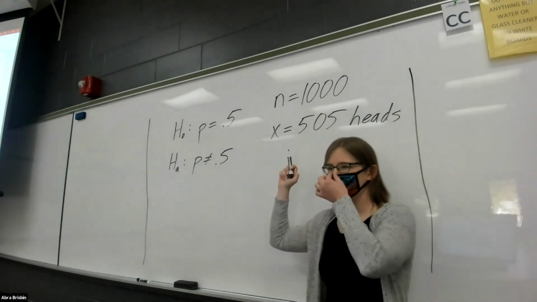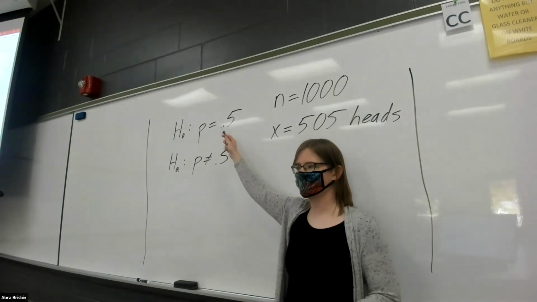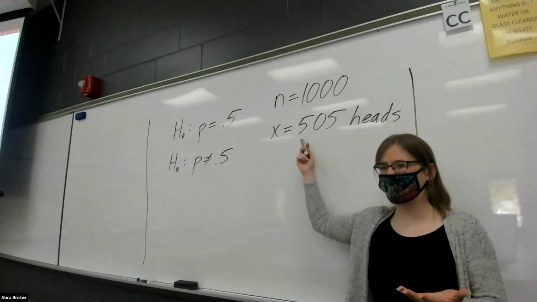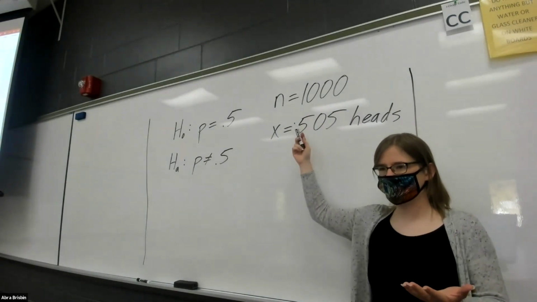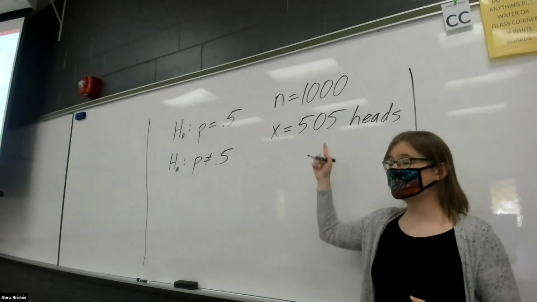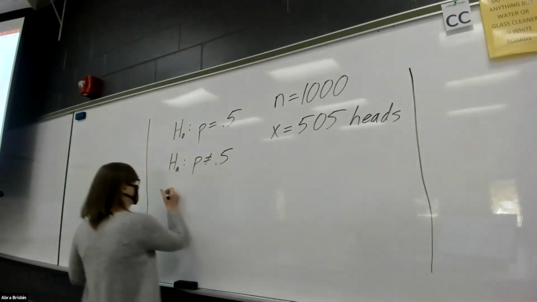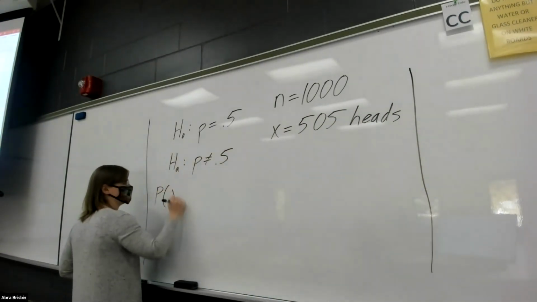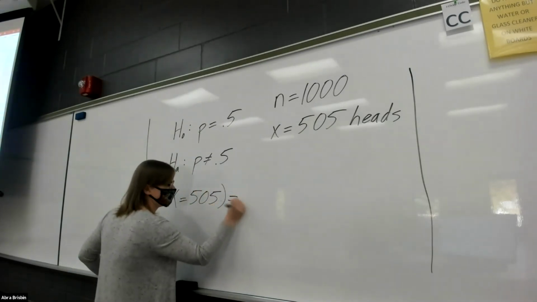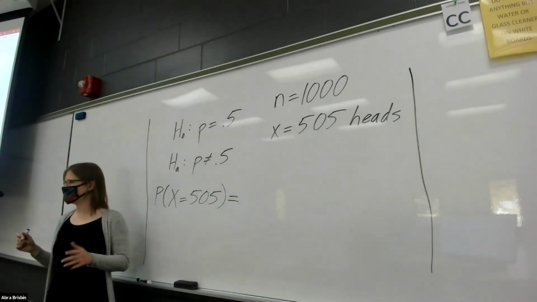If you got this, would you want to say that there was strong evidence against the null hypothesis? No, right? Because 505 is super close to half of 1,000. But the probability of exactly 505 heads is actually pretty small. You can do this using the binomial distribution. I think it works out to like 0.03.